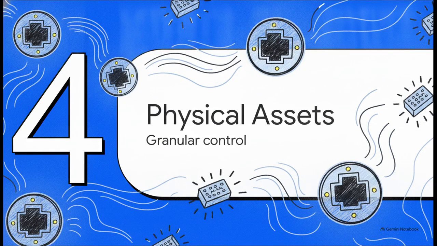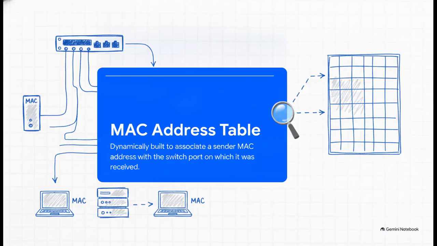Which brings us perfectly into Section 4, granular control. Now we are zooming way down to the absolute micro level of the fabric, the actual physical ports and MAC addresses. Down here at the port level, everything revolves around the MAC address table, or the CAM table. As we know, this thing dynamically builds the relationships between sender MACs and switch ports to efficiently route frames across the network. The second the switch receives a frame, it instantly ties the MAC address of that sending device right to the specific switch port it came in on.